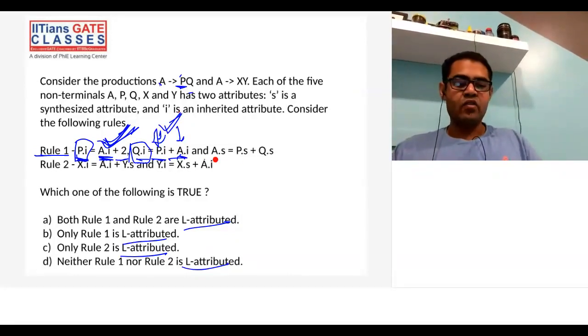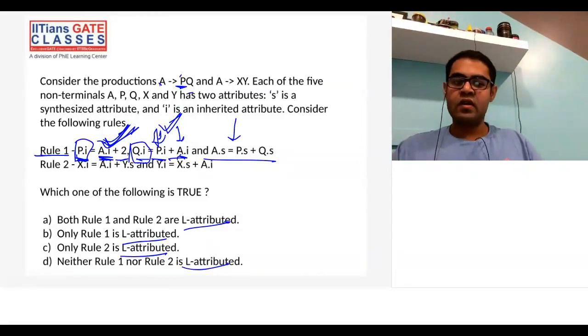Now you check for this guy. A dot S is equal to P dot S plus Q dot S. This is also fine because this is a synthesized attribute property, and in L attributed I told you that synthesized and modified inherited are both allowed. So rule 1 is perfectly all right, no problem in rule 1.